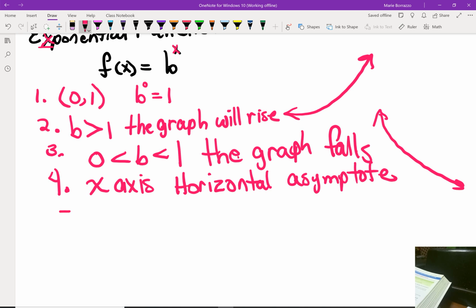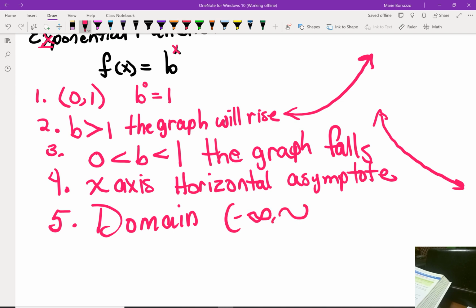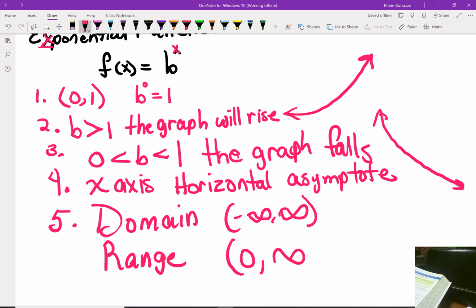And the fifth item to remember here is the domain. So the domain of this type of function is always from negative infinity to positive infinity. The range, mind you, of a traditional function is from 0 to positive infinity, regardless of the behavior.